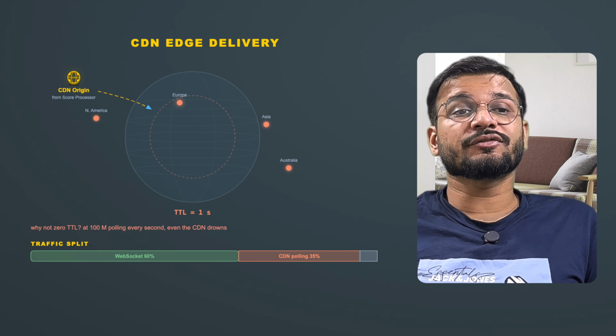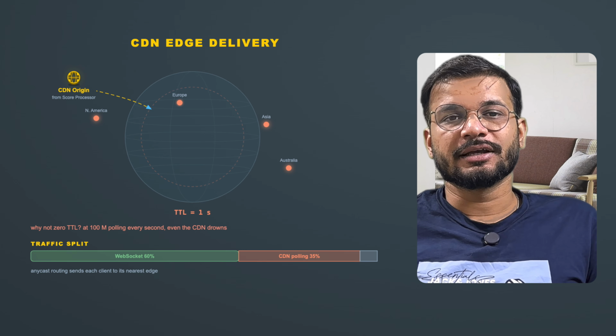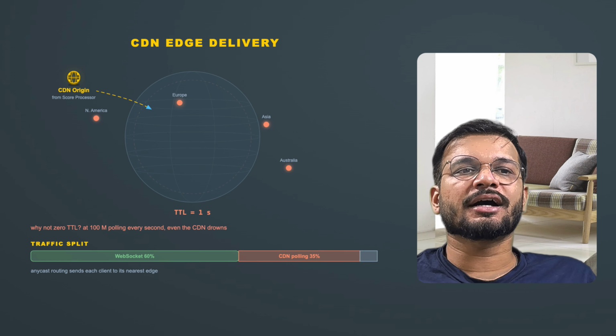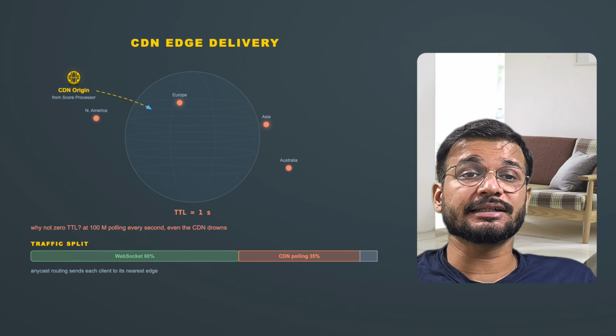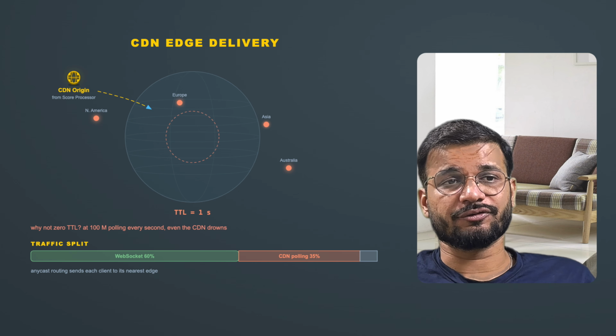Now, 60% of the World Cup traffic is the WebSocket. 35% is CDN polling. Now, 5% is the direct origin fallback. We use Anycast routing to direct clients to the nearest CDN edge. This keeps the latency low regardless of viewer geography.